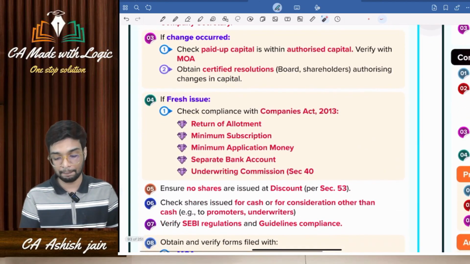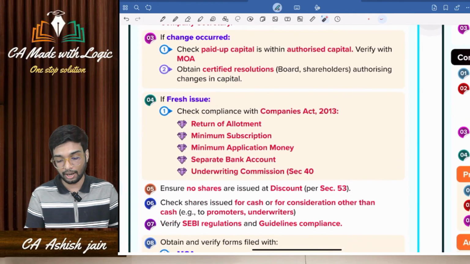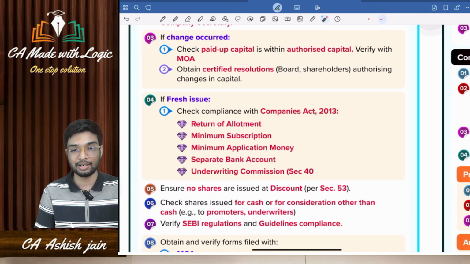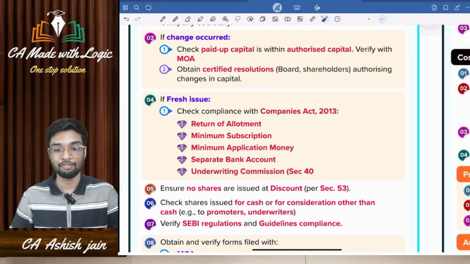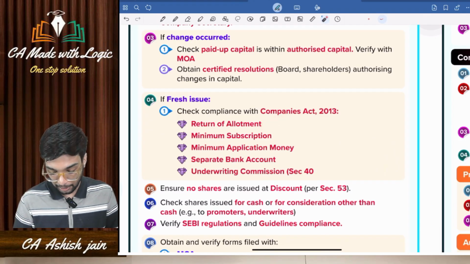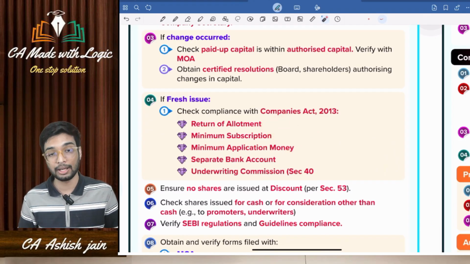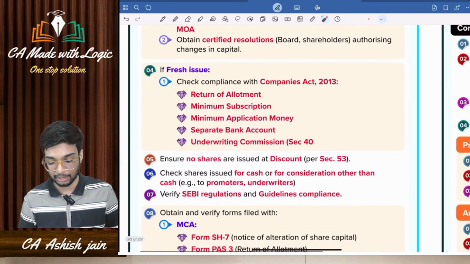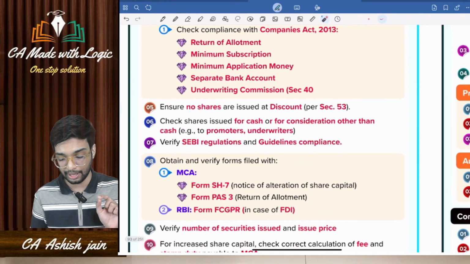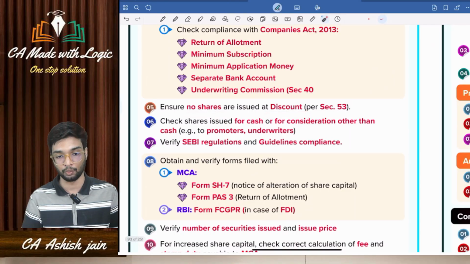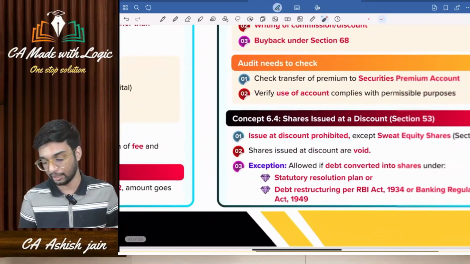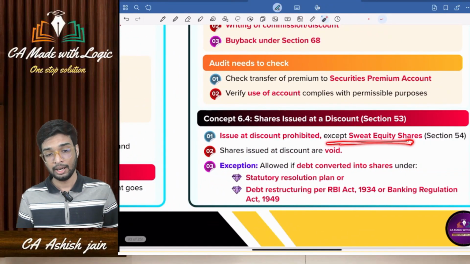Then, for a fresh issue, the auditor has to check compliance with the Companies Act. Whenever the company makes a fresh issue of shares, the auditor has to verify the return of allotment, minimum subscription, minimum application money, a separate bank account, and underwriting commission under section 40. The auditor also has to make sure that no shares are being issued at a discount. There is one exception to this point, which is sweat equity shares. We will be studying it over here, nothing to worry.